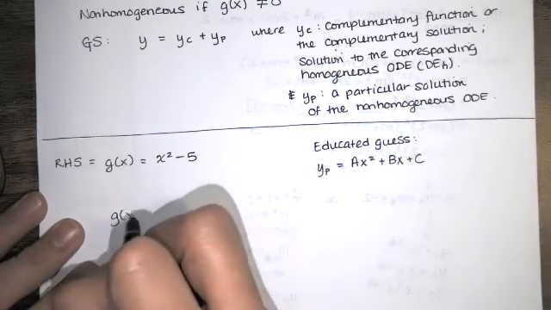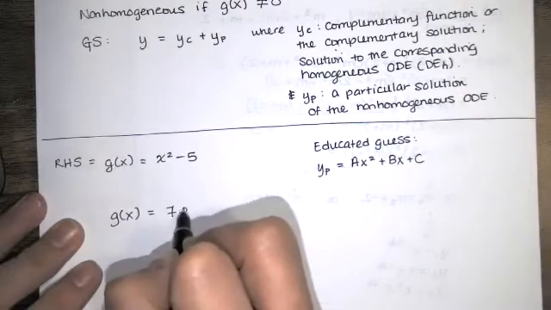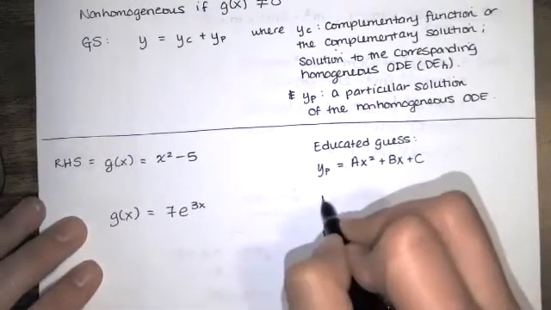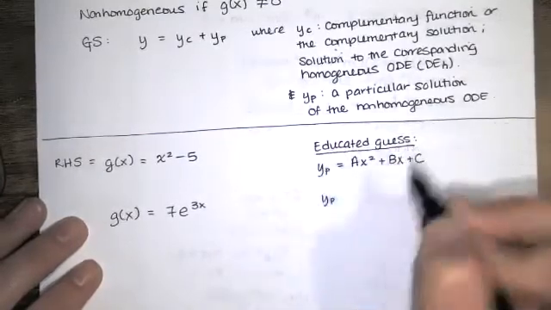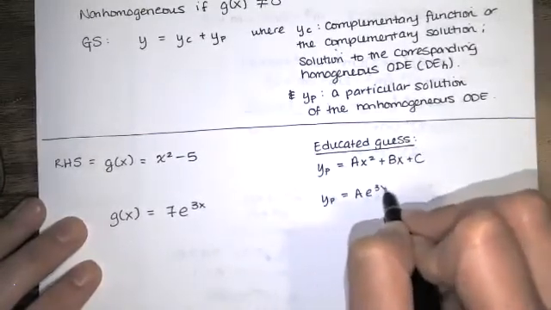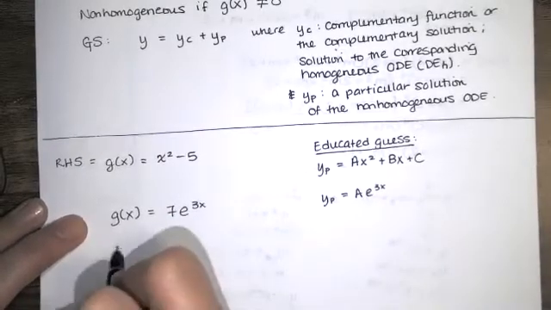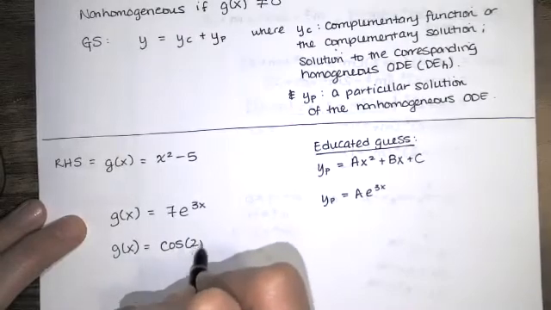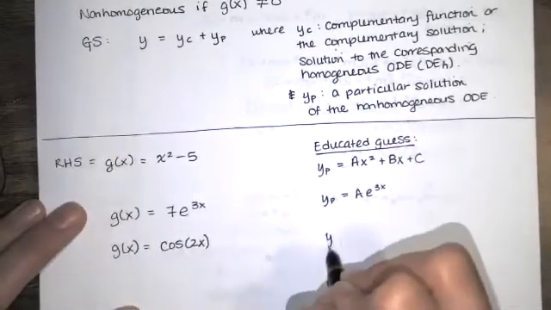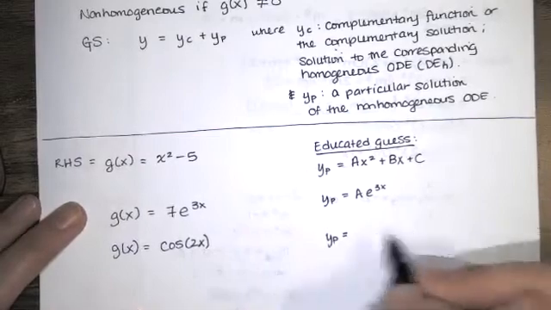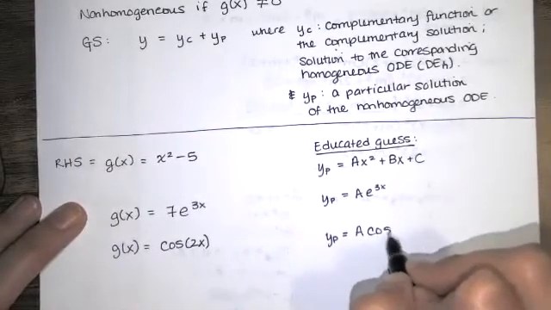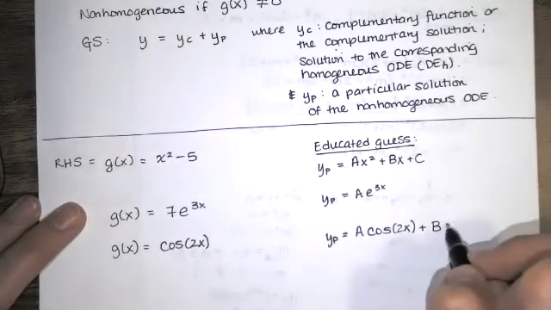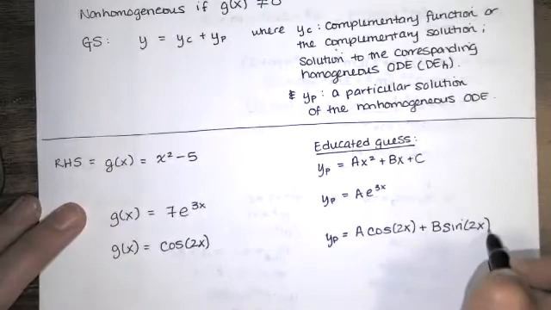So that's one right-hand side. If the right-hand side is 7 times e to the 3x, that's a constant times e to the 3x. Our educated guess would be a constant times e to the 3x. If the right-hand side is cosine of 2x, our guess would be a constant times cosine of 2x plus, get this, a constant times sine of 2x.